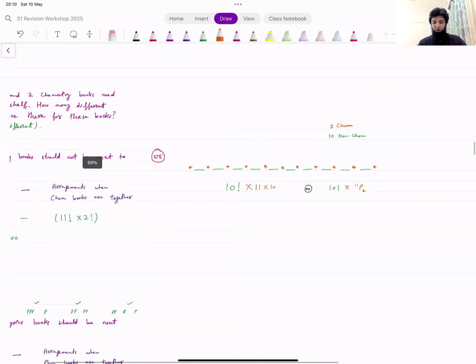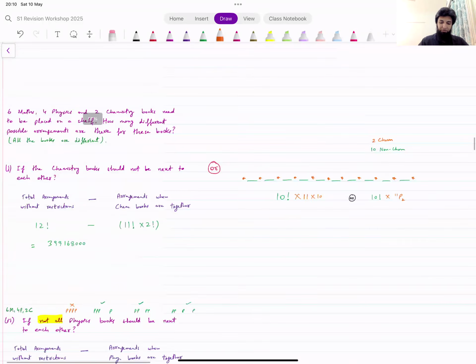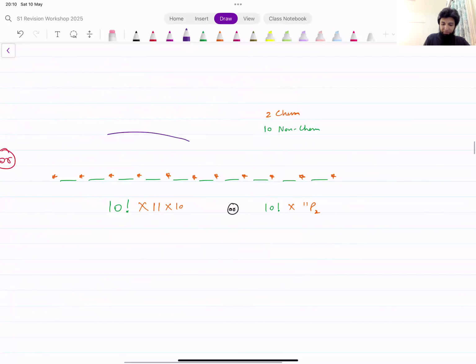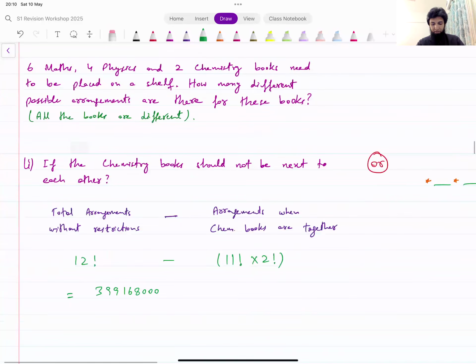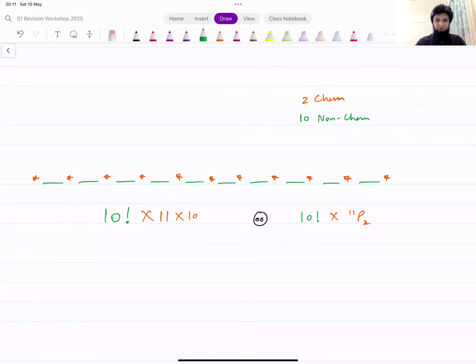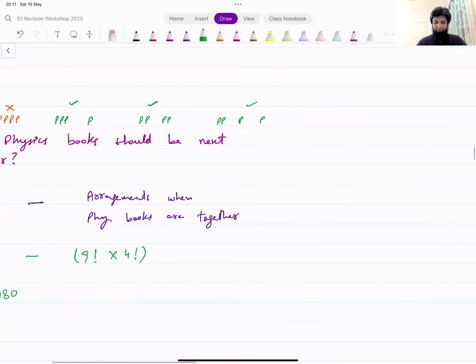You have to know both of these methods, because sometimes you'll have to use the first one, sometimes you'll have to use the second one. In this particular example, both of them work. When you have to separate 2 objects, you can use the total minus together method. You can use the dashes and stars method. For 2 objects, both of them will work.